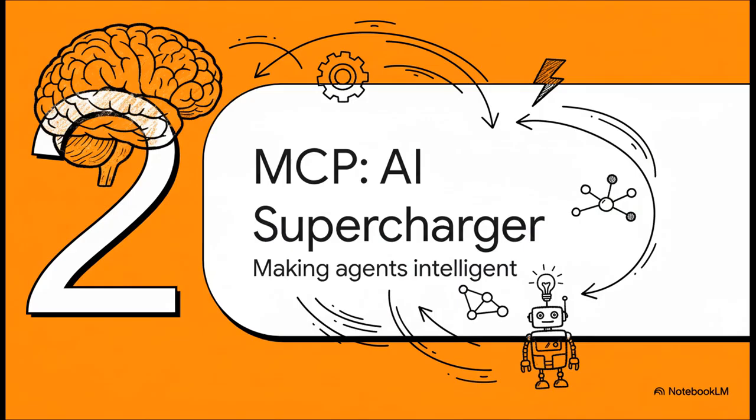Okay, so we've got our container system with Docker and our automation platform with n8n. But what's the secret ingredient? What's the thing that makes our agent actually smart? Well, that would be MCP, the AI supercharger. This protocol is what takes our setup from just a basic workflow to a genuinely intelligent agent.